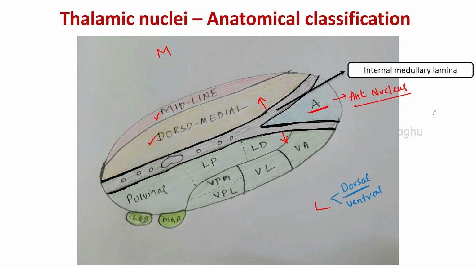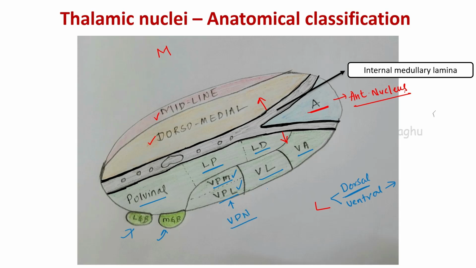Now the dorsal group has three nuclei. One is lateral dorsal, the second one is lateral posterior, and the third one is called the pulvinar. Whereas the ventral group has ventral anterior, ventral lateral, ventral posterior medial and ventral posterior lateral, the medial geniculate body and the lateral geniculate body. The ventral posterior medial and ventral posterior lateral sometimes together are just referred to as the ventral posterior nucleus.